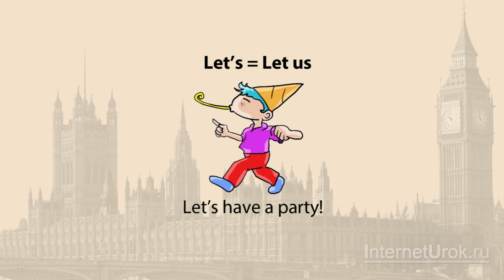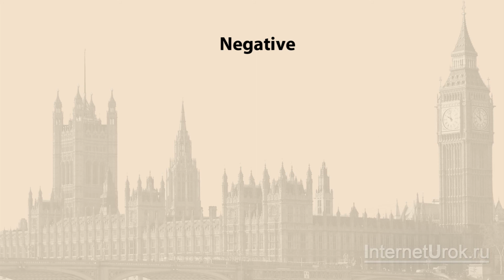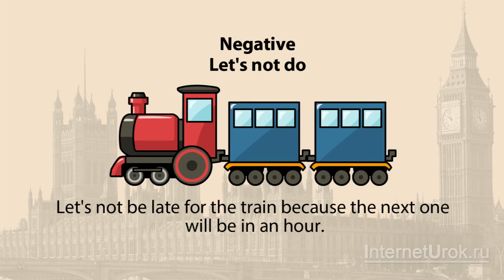Let's have a party. Note the way to make negative sentences with let's. We use not before the verb. Let's not do. Let's not be late for the train, because the next one will be in an hour.